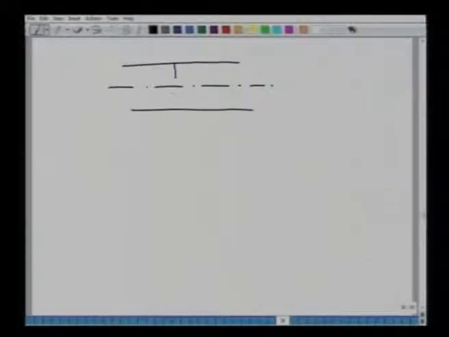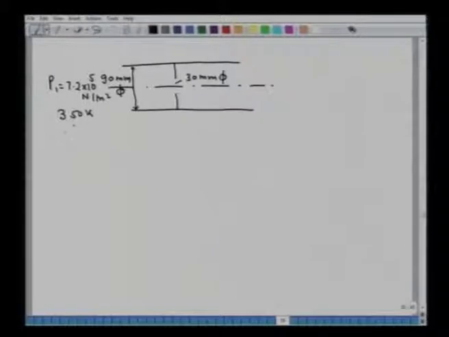Now, what is given is, say, this is the pipe, this is for example a center line, and somewhere here a plate with a 30 millimeter phi hole, and the diameter of the duct is 90 mm phi, and P1 is equal to 7.2 into 10 to the power 5 Newton per meter square pressure, 350 Kelvin, and air is flowing through this pipe, and we have to find out the flow rate of air and permanent pressure drop.